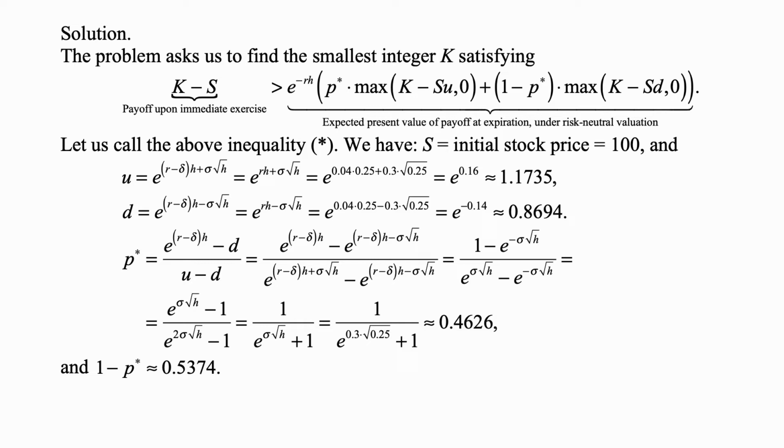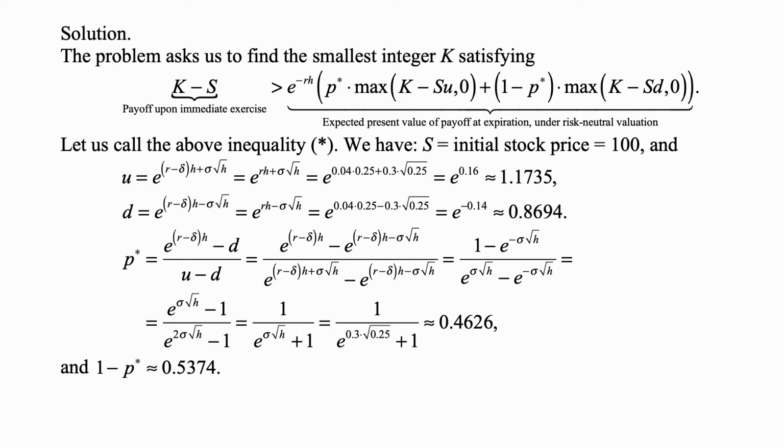And then that's multiplied by the maximum of k minus Su, 0, plus 1 minus p star times the maximum of k minus Sd, 0. So basically, the probability of an up move times the payoff in that state if the stock moves up, plus 1 minus the probability of an up move, so the probability of a down move, times the payoff in that down move. And all of this is discounted to today. And this is the value of the option if it ends up being exercised at the end of the period. Let us call the above inequality star.